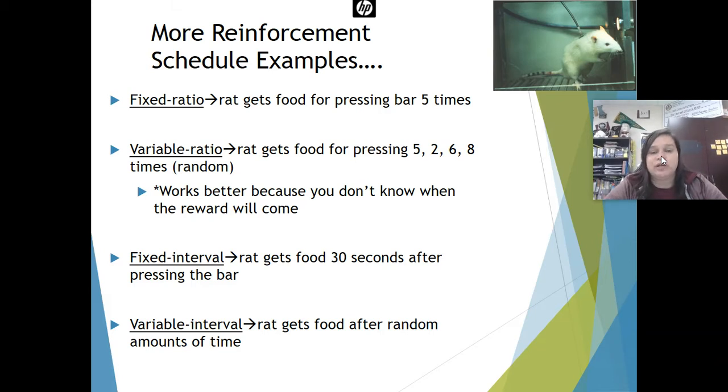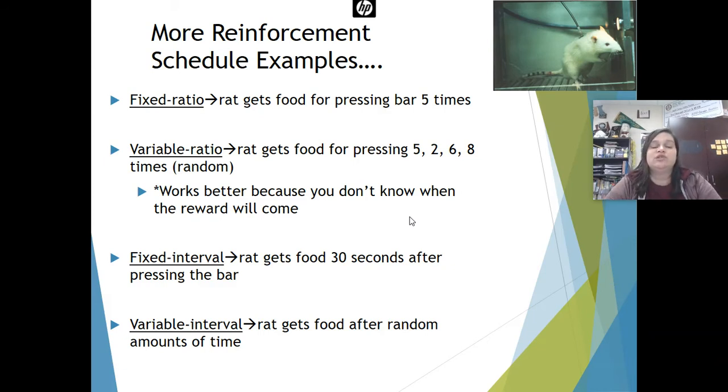With the variable ratio, the rat would vary. Sometimes he pushed the lever 5 times, he'd get a reward. Sometimes you push it 2, you get a reward. 6, 8, it was random. And that rat would not tire of pressing the lever as quickly as when doing the fixed ratio because, again, he didn't know when the reward would come. He didn't know if it was going to take him 1 more time or 5 more times. So he would keep pressing that lever.